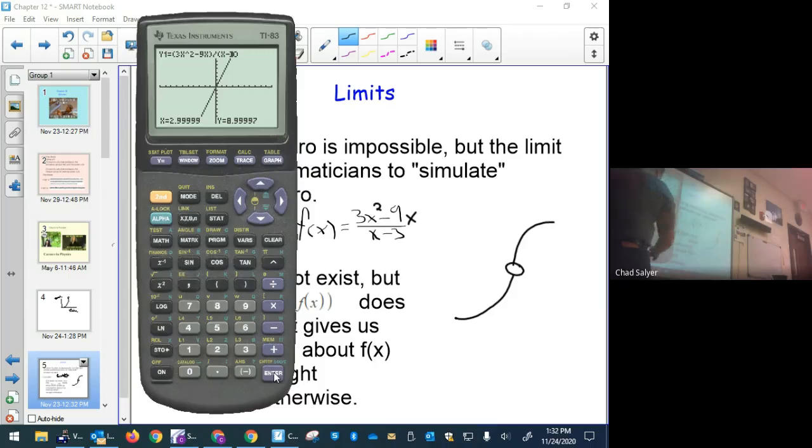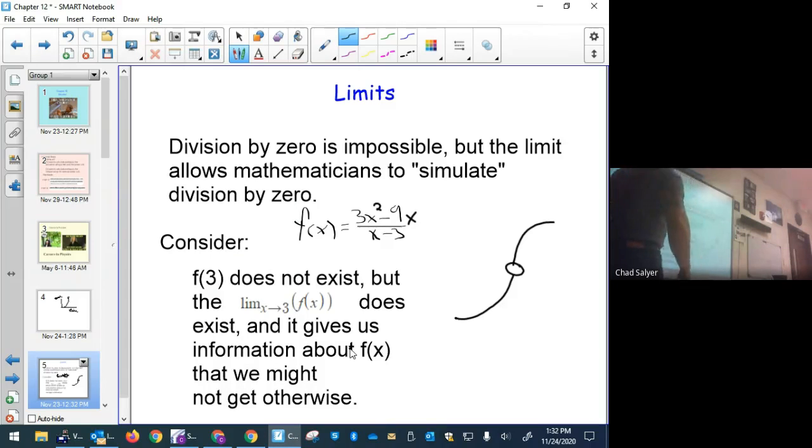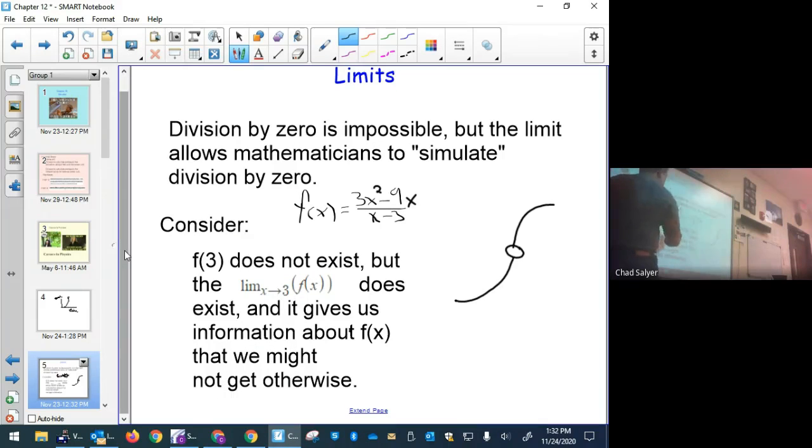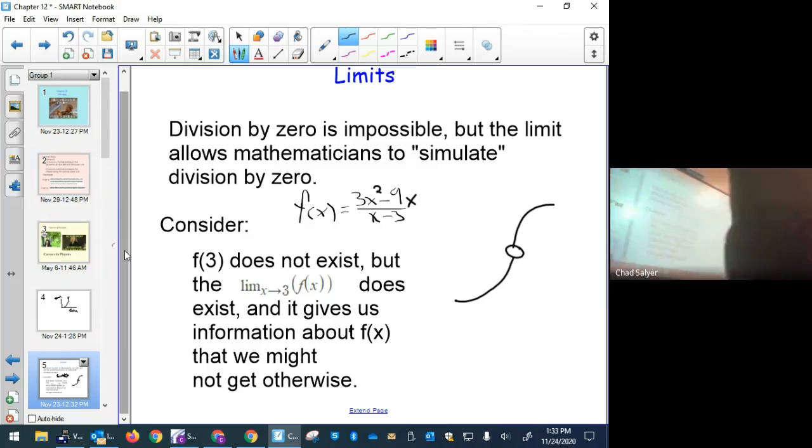If I come on the other side, a little more than 3, see, I'm still getting closer and closer to 9 from the other side. So it is approaching 9 as a limit. And as a consequence, we say the limit as x goes to 3 of f of x equals 9, even though the function is undefined at 3. The limit gives us information we would not otherwise have. So that's a graphical analysis of a limit.